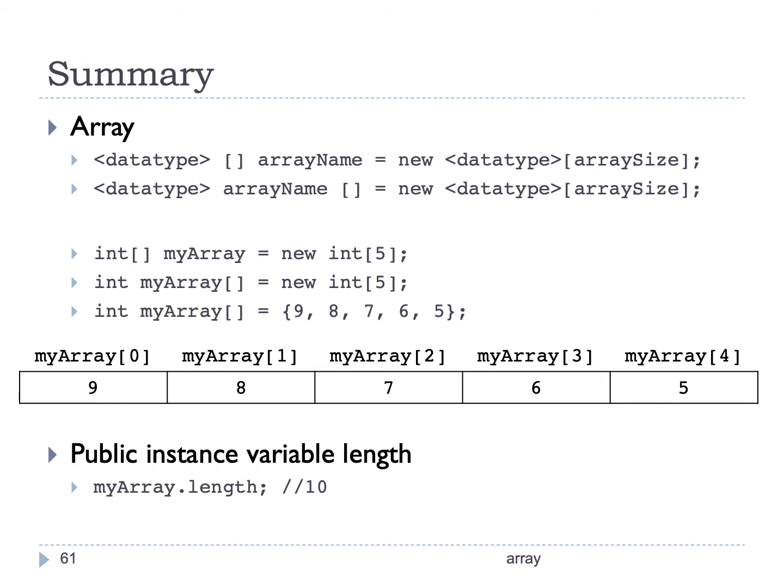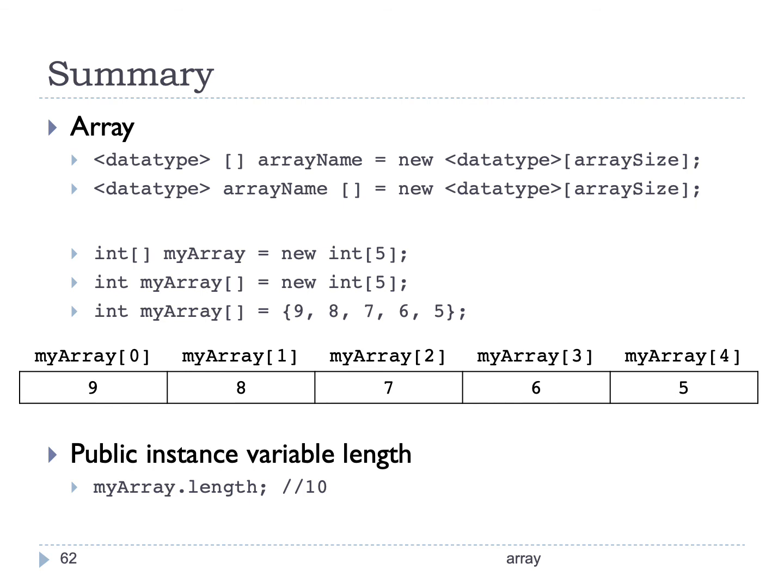To summarize, we have looked at how to declare and create an array. There are two ways, where we can have the square brackets after the data type or after the array name. We can also initialize the values when we declare it by using braces. When we use braces, we do not need to state the size of the array.